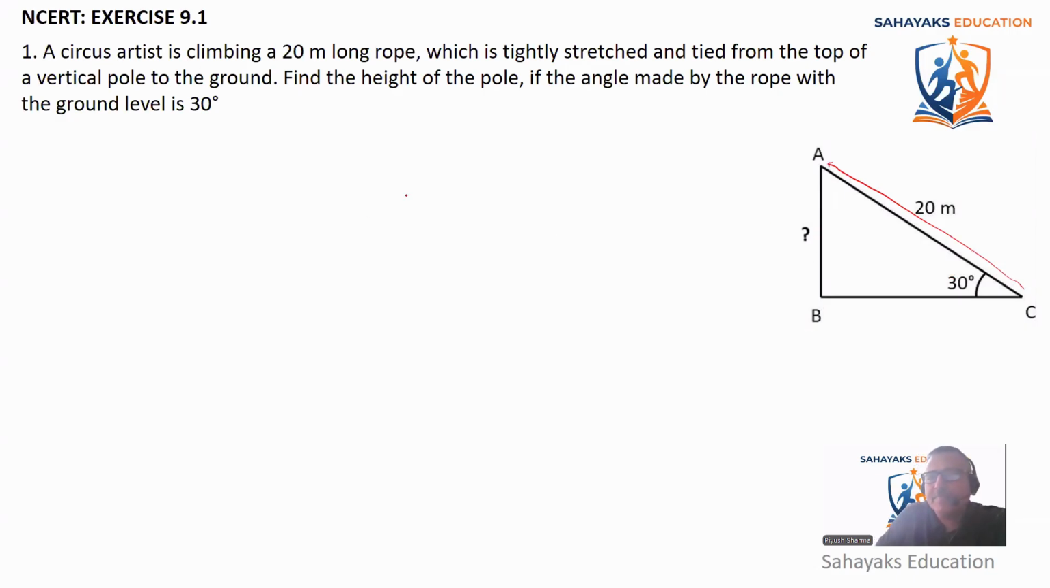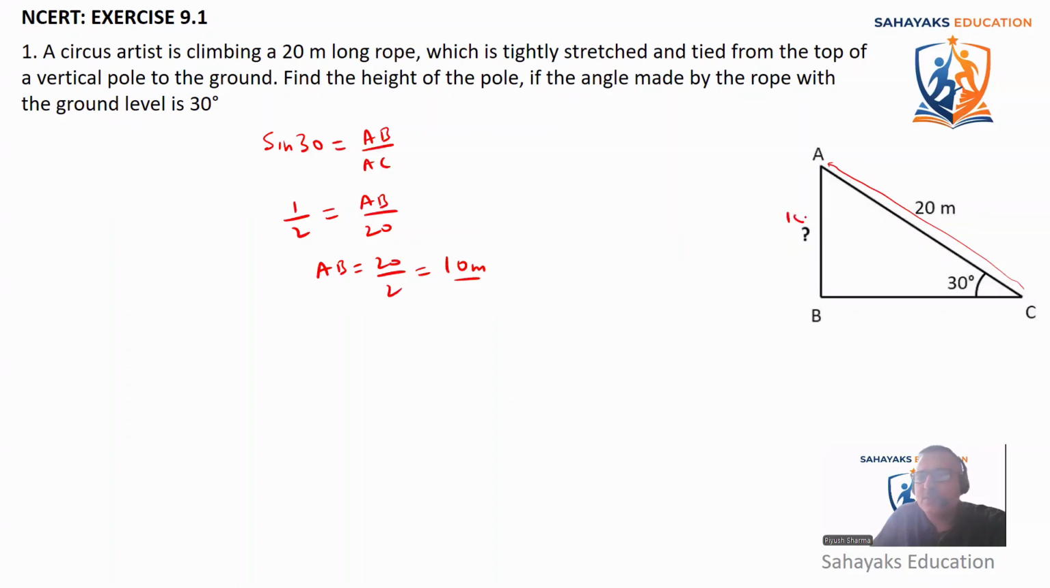Now you tell me AB and AC comes in which ratio? We know it comes in sine. So we'll take sine of 30 is equal to AB divided by AC. So what is the value of sine 30? Sine 30 comes out to be 1 by 2 is equal to AB, which we have to find out, divided by AC 20. So AB comes out to be 20 divided by 2 is equal to 10 meters. AB is equal to 10 meters. It was a pretty simple question. The first question of the exercise, so that's why maybe.